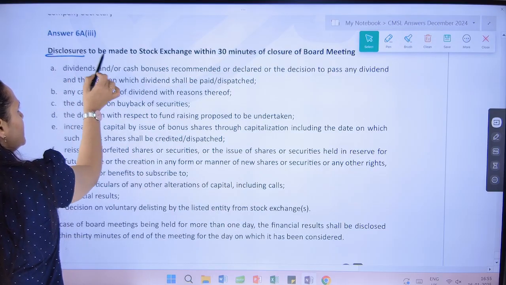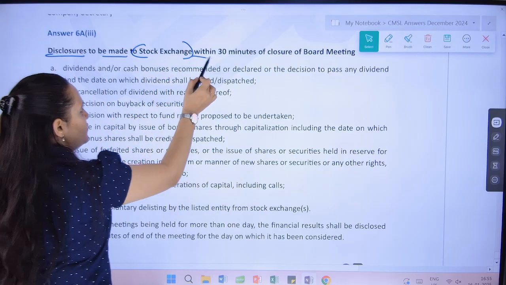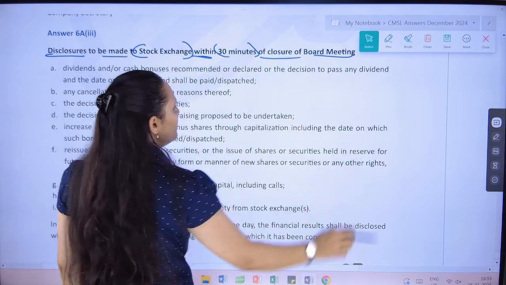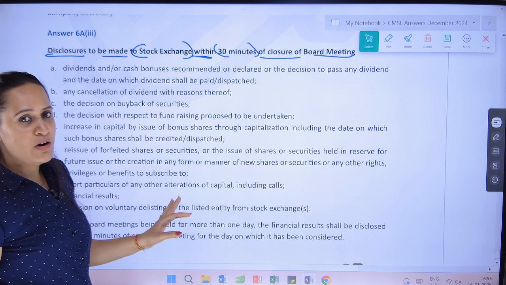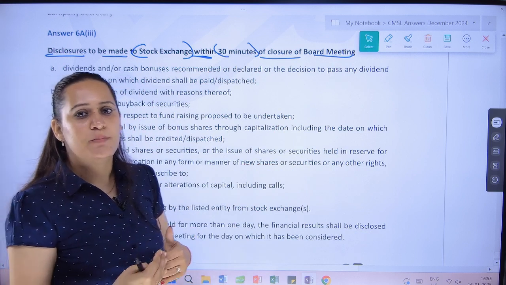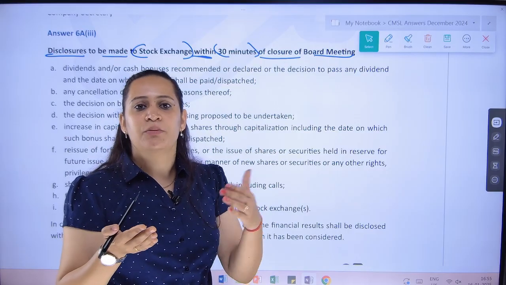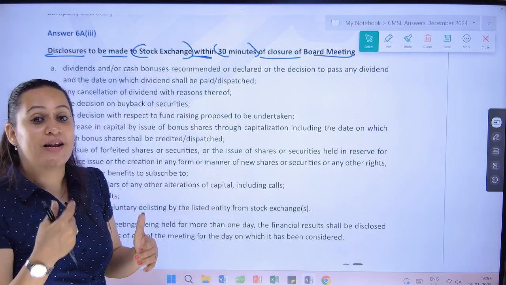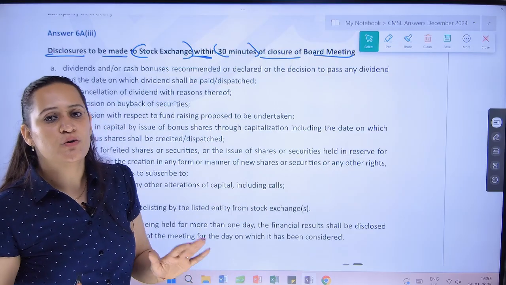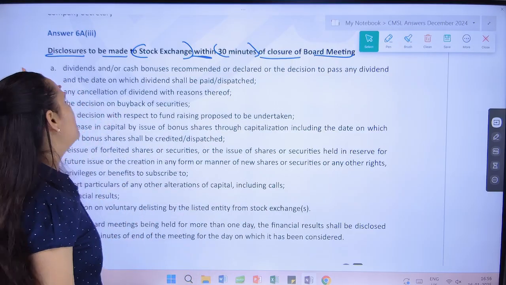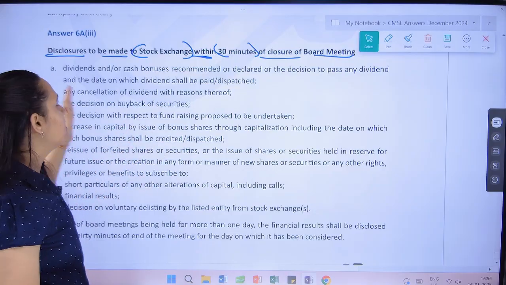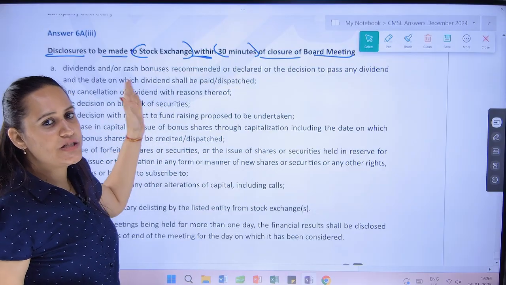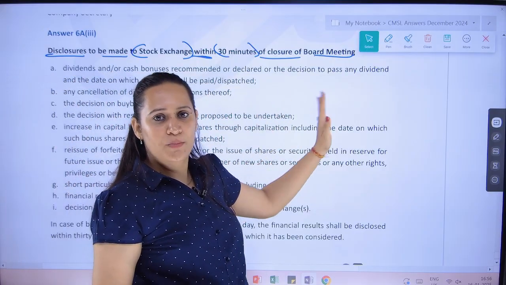So put a heading: disclosure to be made to the stock exchange within 30 minutes of closure of the board meeting. Again, I have not put it in the letter format because this is a conversation between a senior company secretary and a junior company secretary. So it's going to be just a verbal communication. It's not an advice as such. So we are not going to use any kind of letter format. Only a mere heading is sufficient in this case. Disclosures to be made to the stock exchange within 30 minutes of conclusion of the board meeting.